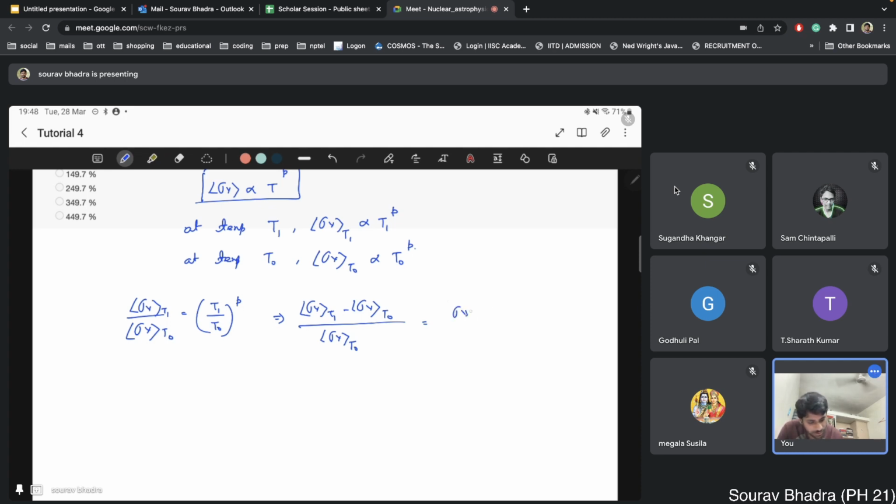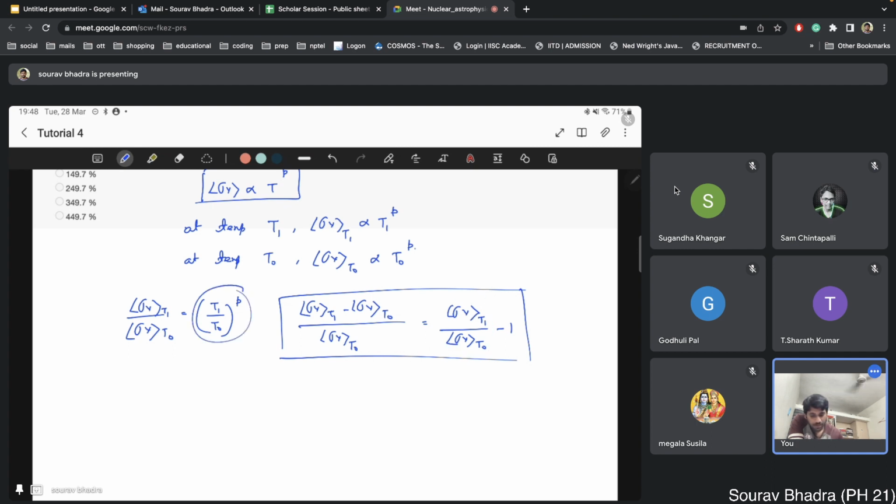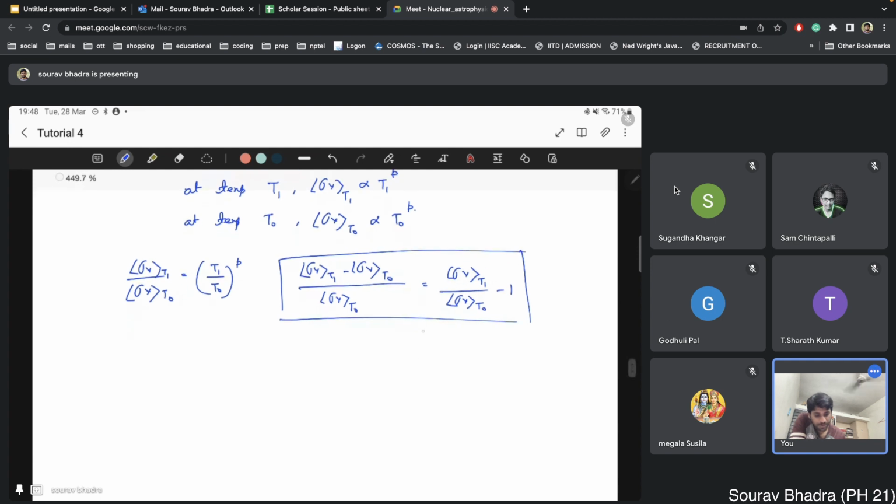So it is actually sigma v T1 by sigma v T0 minus 1, right? I mean this expression, I have removed this sign. Okay, so sigma v T1 minus sigma v T0 by sigma v T0 can be written like this, right? And the first term has been given by this T1 by T0 to the power p. I will replace it, so it is T1 by T0 to the power p minus 1, right? It can be written like this.